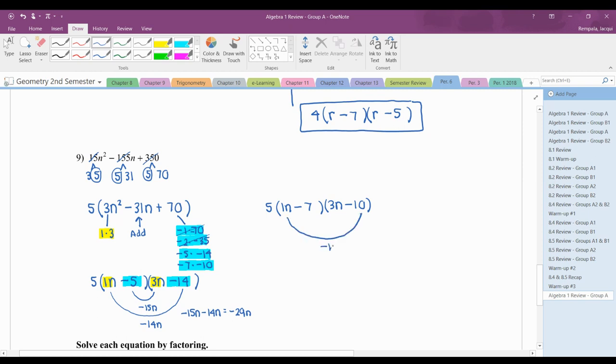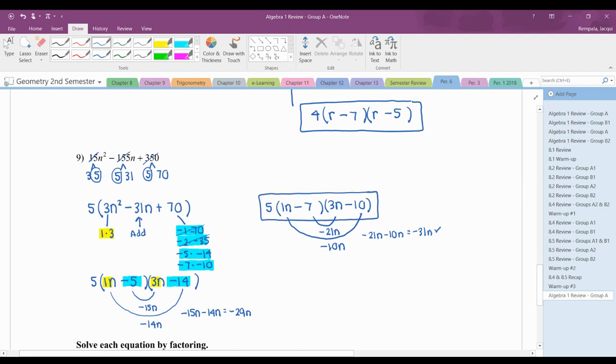1n times -10 is -10n. Then I multiply the inside terms. -7 times 3n is -21n. Notice that when I combine these numbers, I'll get that -31n that we want in the middle. So that means I'm going to circle this whole thing with the 5 out in front because that was my GCF. And so then that would be my answer.